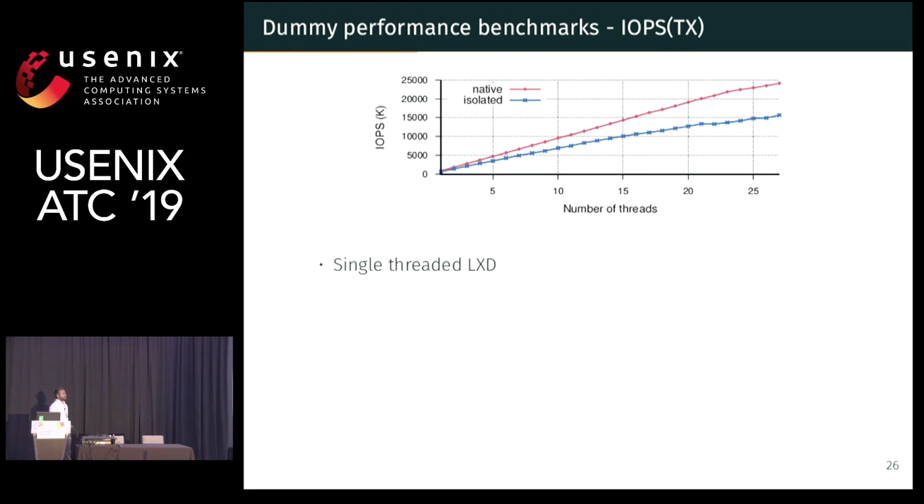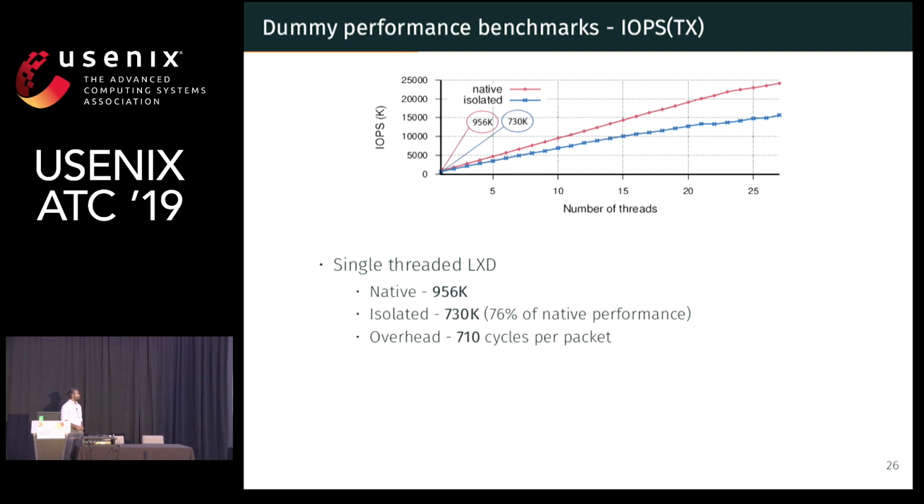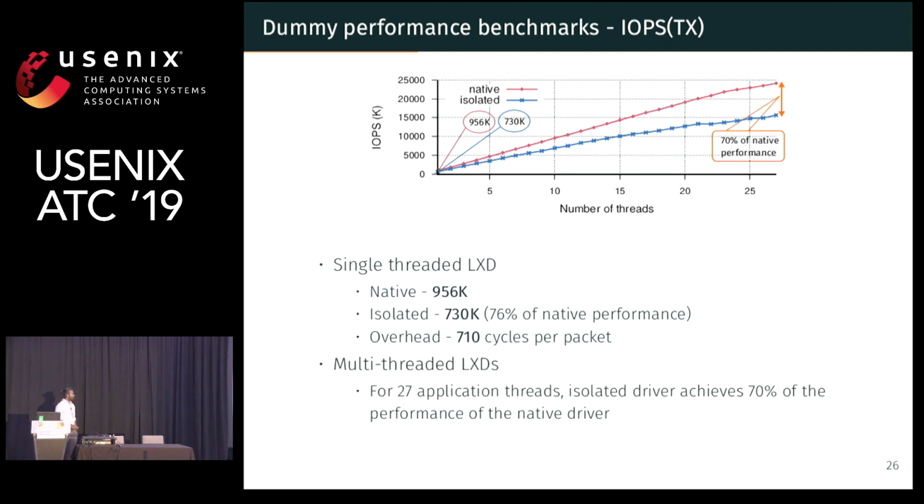And this is the performance benchmark for the null-net device driver with native and isolated driver. In a single-threaded LXD case, our native achieves 956K I/O operations per second, whereas our isolated driver achieves 730K I/O operations per second, which is 76% of the performance of the native driver. And we pay an isolation overhead of 710 cycles per packet. In a multi-threaded setting, our isolated driver achieves 70% of the performance of the native driver by running 27 application threads.